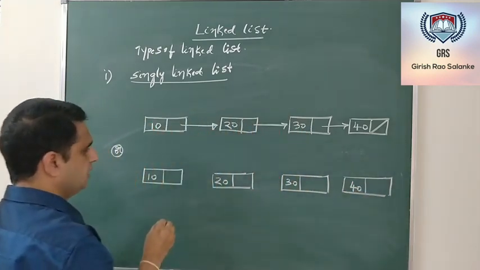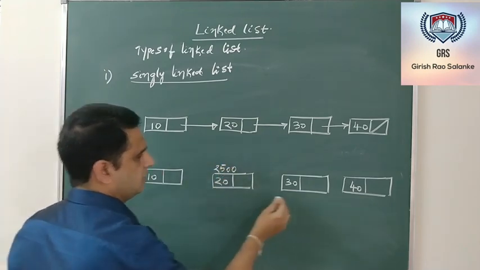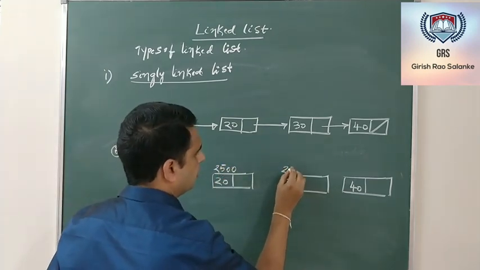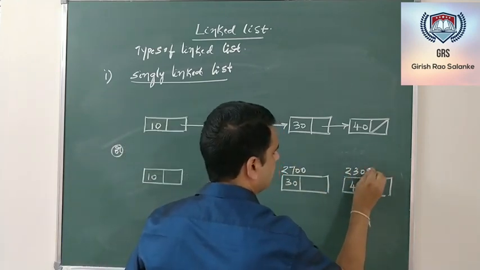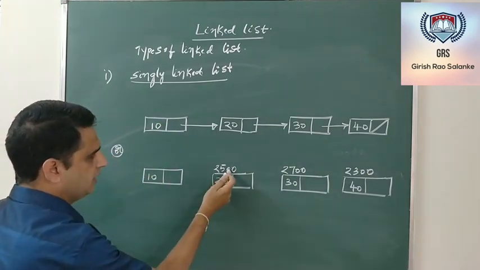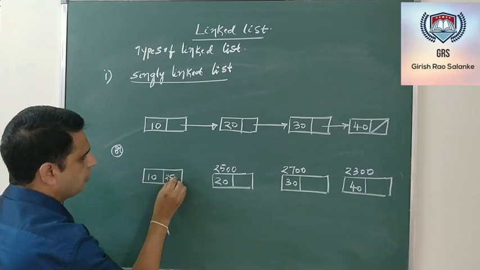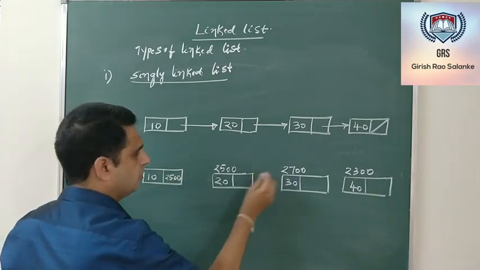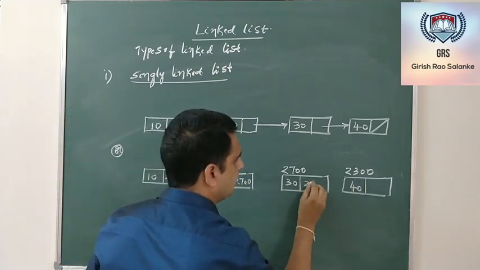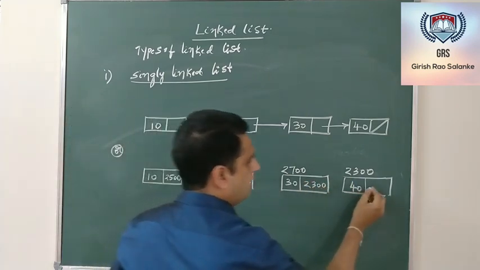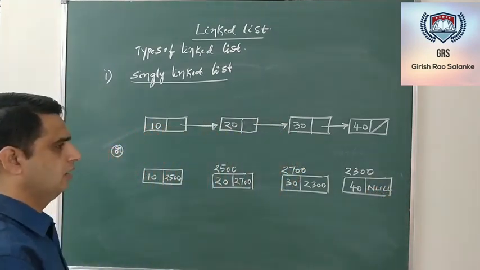Now I'll assume that the address of the second node is memory location 2500. The address of the third node is memory location 2700, and this is 2300. Note that the second node's address has to be stored in the first node. So 2500 will be stored here. Similarly, 2700 will be stored in the second node. 2300 will be stored in the third node. And this fourth node is the last node, so it holds null.